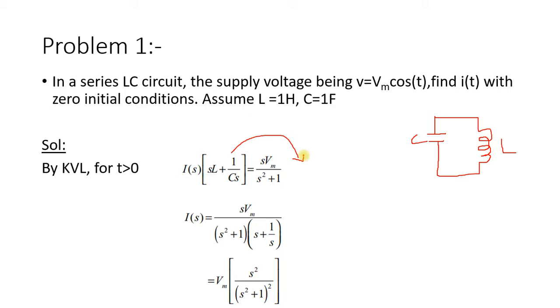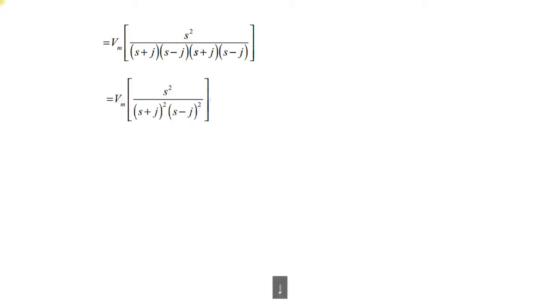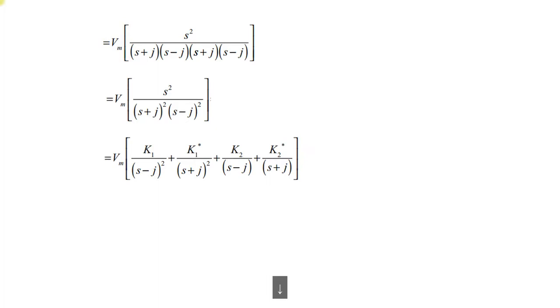Now apply the partial fraction method in order to get the values. I split the equation like this: (s plus j) into (s minus j) into (s plus j) into (s minus j). If I take the partial fraction for this, it looks like this: Vm into [k1 divided by (s minus j) square plus k1 conjugate divided by (s plus j) the whole square plus k2 divided by (s minus j) plus k2 conjugate divided by (s plus j)].